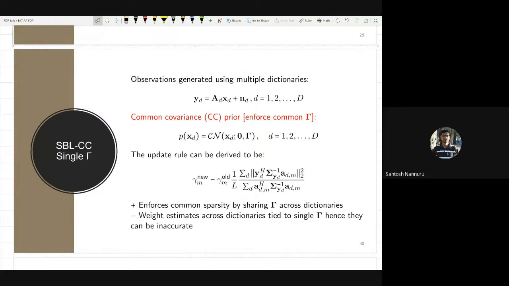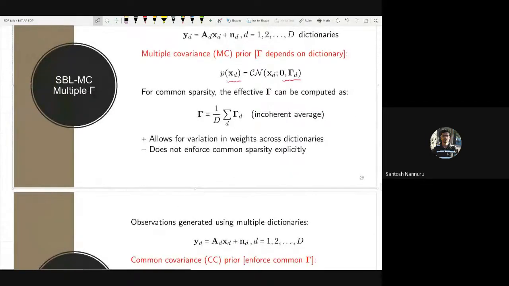The nice thing about this is, by the way you have modeled it, the sparsity in X is common across all the dictionaries. So when that is true, it works very well. The disadvantage would be that it's not able to capture any variations in sparsity across dictionaries. And that is okay, because it depends on applications. In some applications, this model may be useful. In some applications, the previous model may be useful.